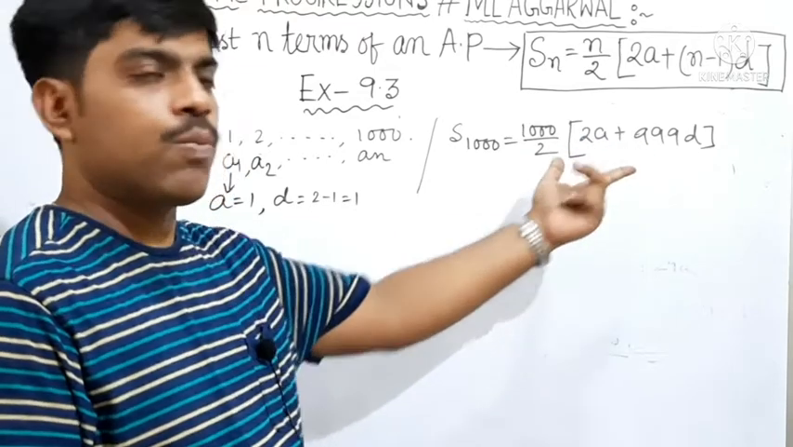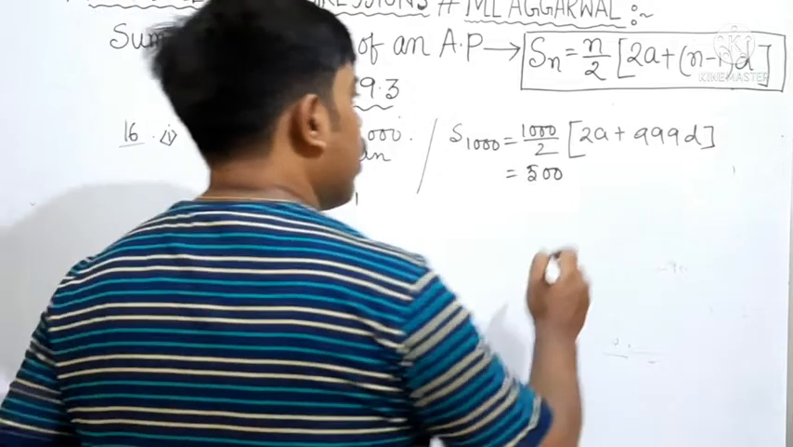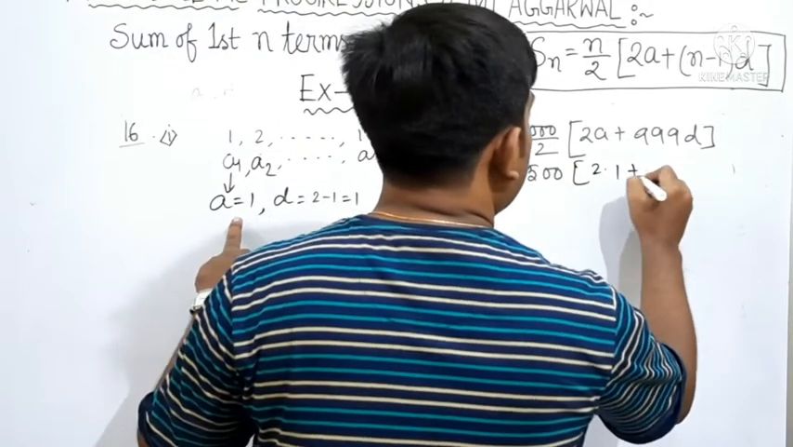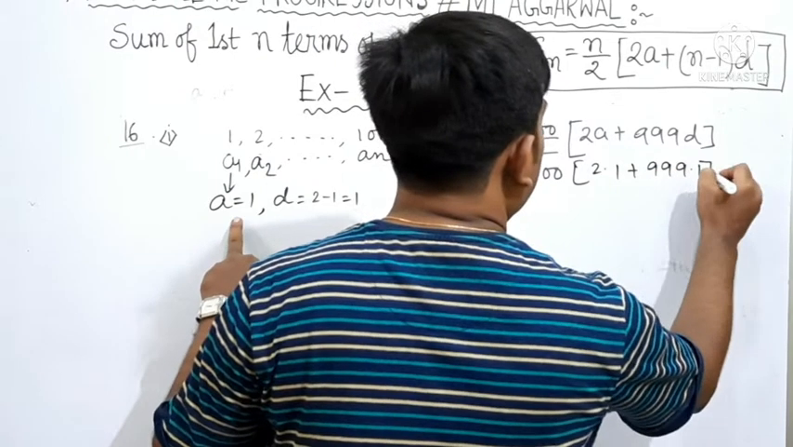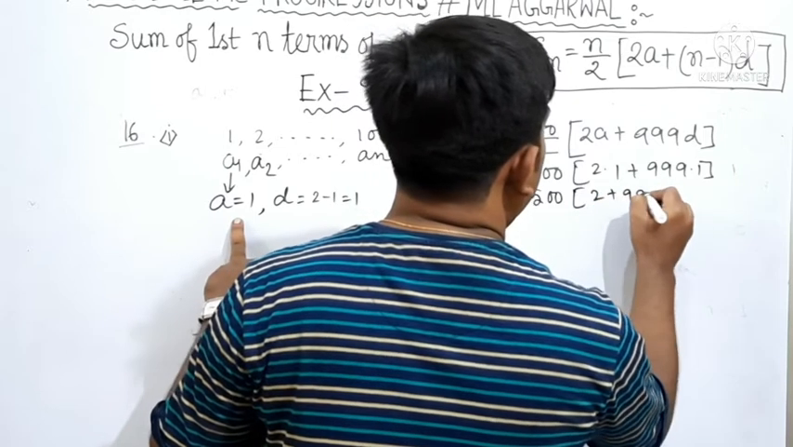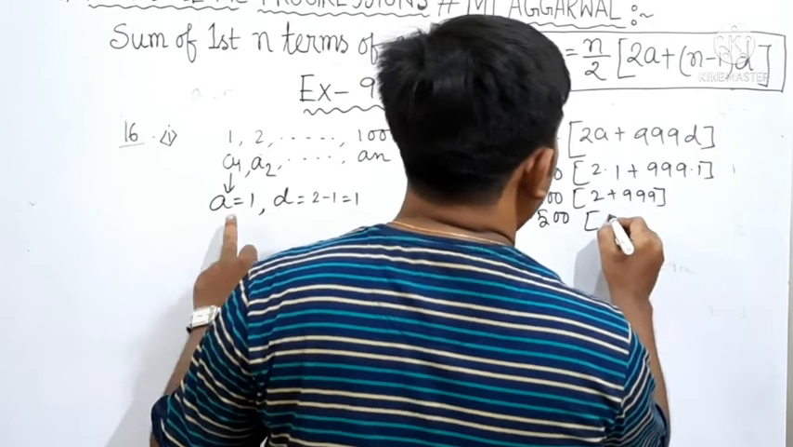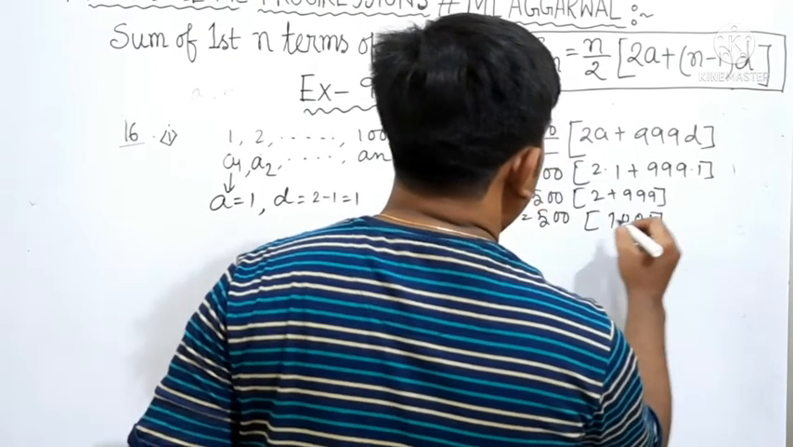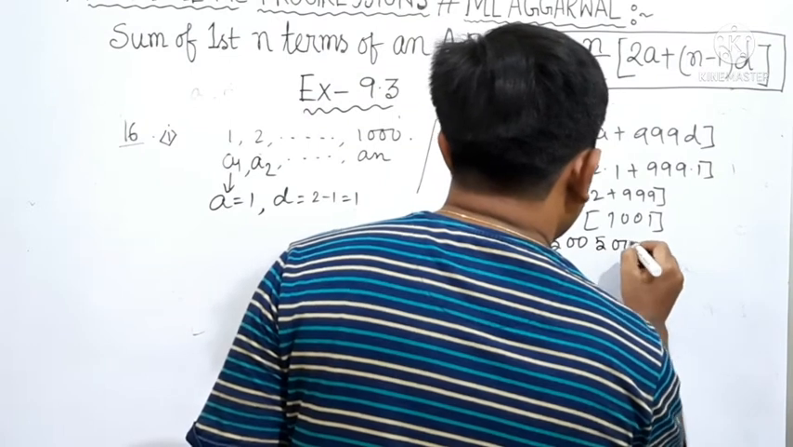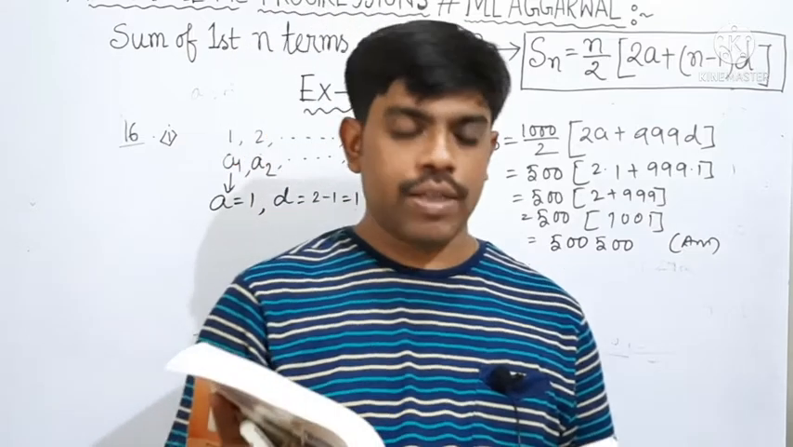Now according to the question we have to find the value of S1000 and it will be n by 2. Just use this formula. I will now put the values of A and D in this equation. So it will be 2 into A, the value of A is equal to 1, plus 999 into 1. So it will be 500 into 2 plus 999, and it will be 500 into 1001. So we have solved problem number 16.1.